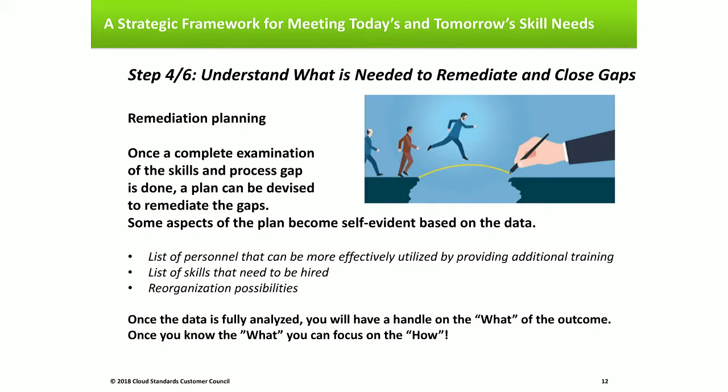For example, a list of personnel that can be more effectively utilized by providing additional training, a list of skills that need to be hired, and also reorganization possibilities. Once the data is fully analyzed, you will have a handle on the what of the outcome, and once you know the what, you can focus on the how to get there.